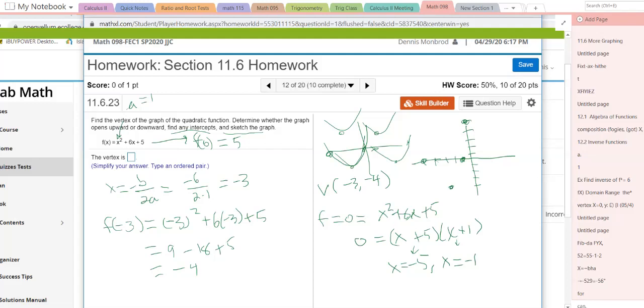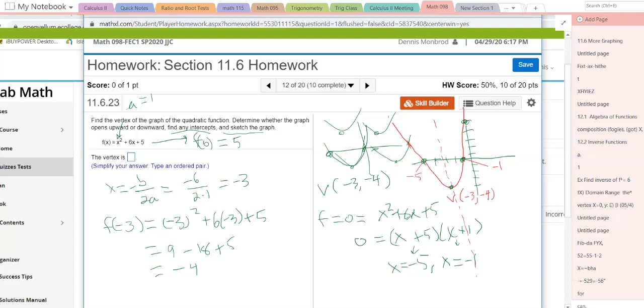So a quick sketch would look like this, coming in, swinging around, and crossing like that. I'm not as neat as I'd like to be, but I'm doing the best I can with this drawing tool I have here. There's your axis of symmetry. Okay, so everything is there. Negative 3, negative 4, that's your vertex. And here are your x-intercepts: negative 1, negative 5.